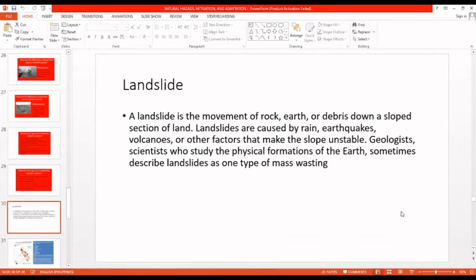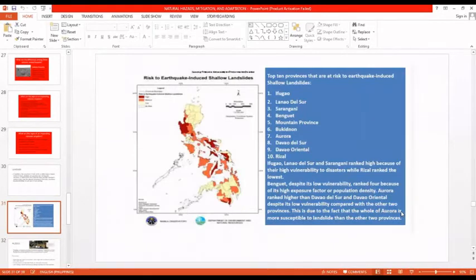So let's go to landslide. A landslide is the movement of rock, earth, or debris down a slope section of land. So landslides are caused by rain, earthquakes, volcanoes, or other factors that make the slope unstable. So geologists and scientists who study the physical formations of the earth sometimes describe landslide as one of the types of mass wasting. So we have here maps showing the areas that are prone to earthquake-induced shallow landslides. So ito yung mga lugar na medyo matataas. Di ba?